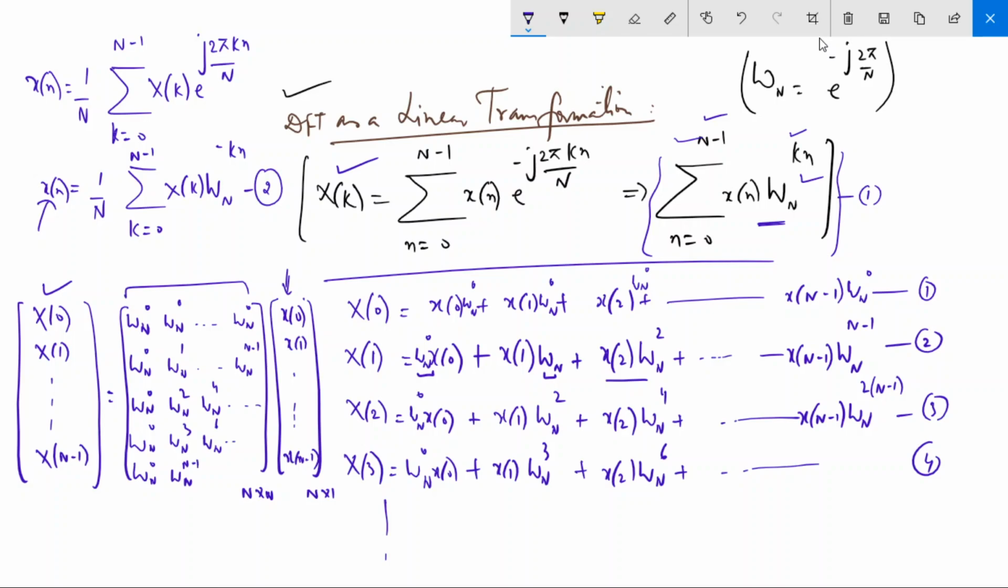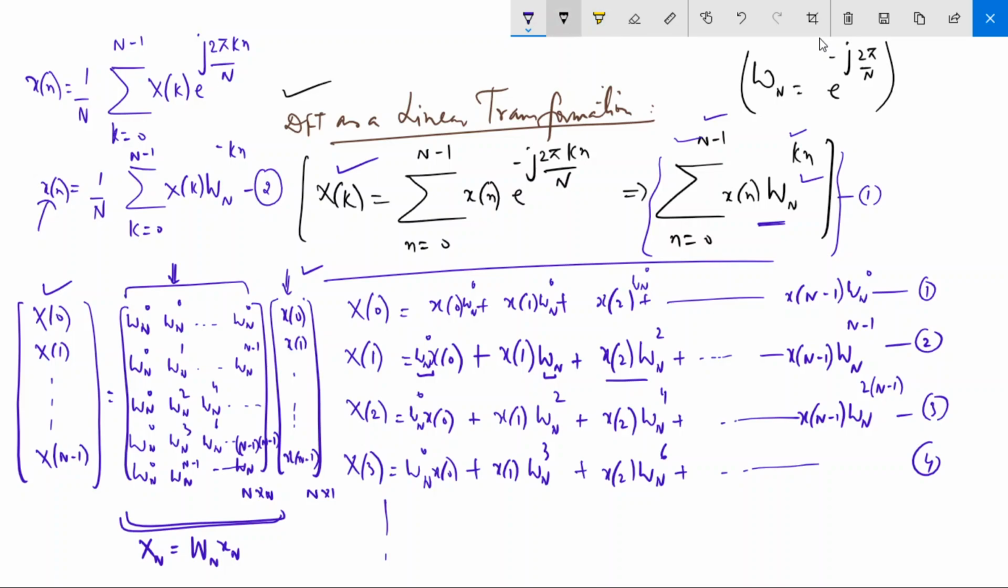Okay, it will be increasing 0, 1, 2, 3, and the last will be n minus 1 column-wise. And the last element of this matrix will be wn to the power n minus 1 for row and n minus 1 for column, both n minus 1 into n minus 1. Okay, this is the transformation matrix. So if you write this matrix as Wn and this column vector as small xn, multiply them, you will get capital Xn.